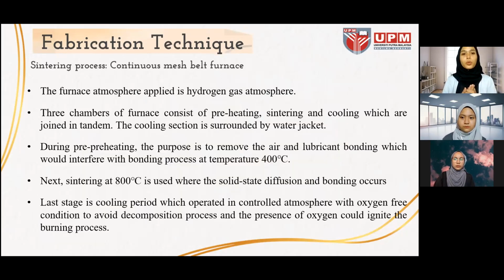For the sintering process, we use a continuous mesh belt furnace. The atmosphere is hydrogen gas. There are 3 chambers, which are preheating, sintering, and cooling, joined in tandem. The cooling section is surrounded by a water jacket. During preheating, the purpose is to remove the lubricant and air, which interfere with the bonding process, at a temperature of 400 Celsius. Next, sintering at 800 Celsius is used, where solid state diffusion and bonding occur. The last stage is the cooling period, which operates in a controlled atmosphere with oxygen-free conditions to avoid decomposition, and the presence of oxygen can ignite burning.